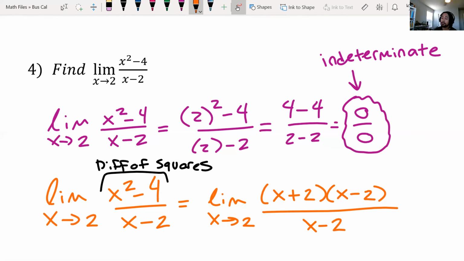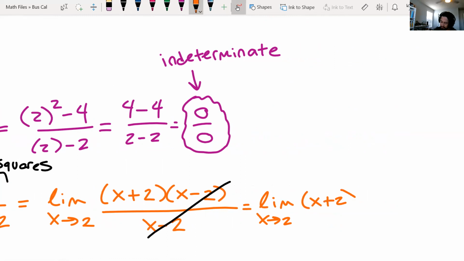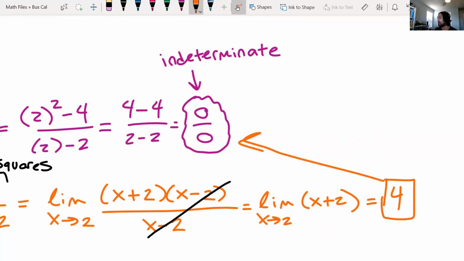And now, since we have factored it, what else do you notice? What could we do here? You can cancel out the x minus 2. Very good. And this will leave us with the limit as x approaches 2 of x plus 2. And now all we have to do is plug in 2. And if I plug in 2, what is my final answer? 4. Now, 4 looks very different from 0 over 0, right?